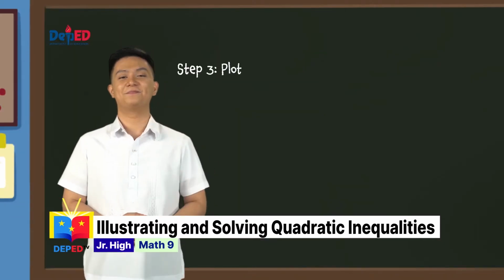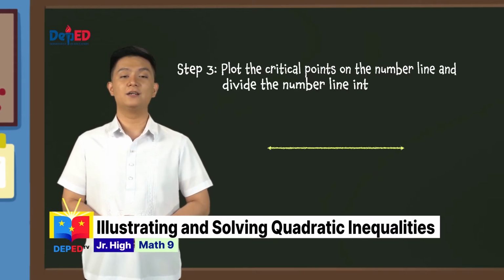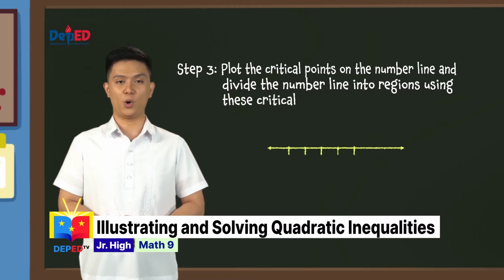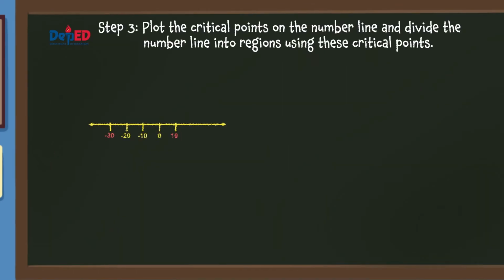Step 3. Plot the critical points on the number line and divide the number line into regions using these critical points. These critical points serve as the boundaries. The critical points are negative 30 and 10, which are also part of the solution set of the inequality. They are in fact the values of the variable w that make the polynomial equal to 0, and they are also the boundaries. When we plot negative 30 and 10 on the number line, we use solid circles since they are part of the solution set.